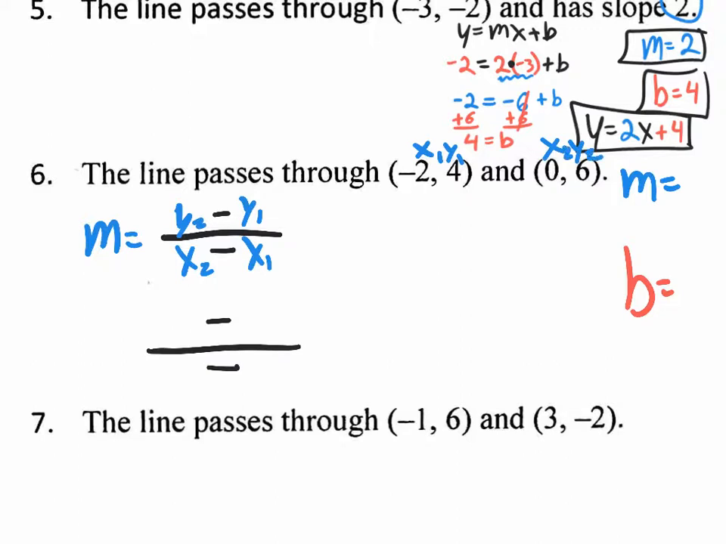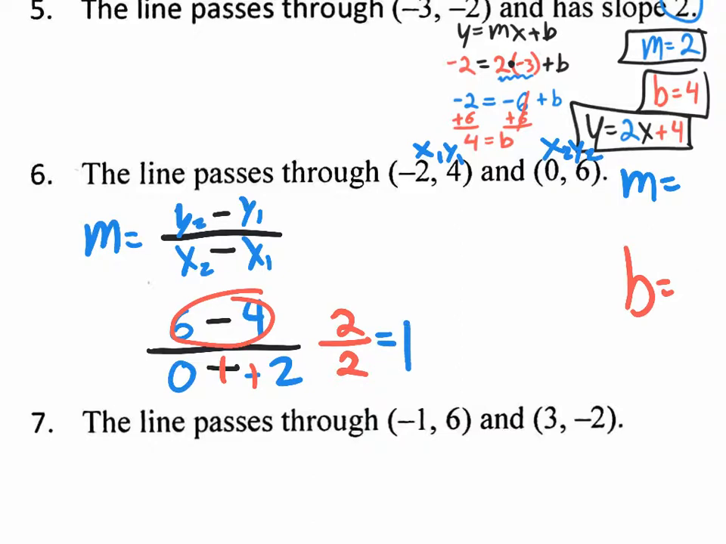So what's on the top left? What's y2? What's y2? 6. Davian, what's y1? Y1 is 4. 4. How about x2? X2 is 0. x1? -2. The minus minus changes to plus plus. And up on top, 6 take away 4, that's just 2. And on the bottom, 0 plus 2 is also 2, which means that our slope is really what? 1. So slope is 1.